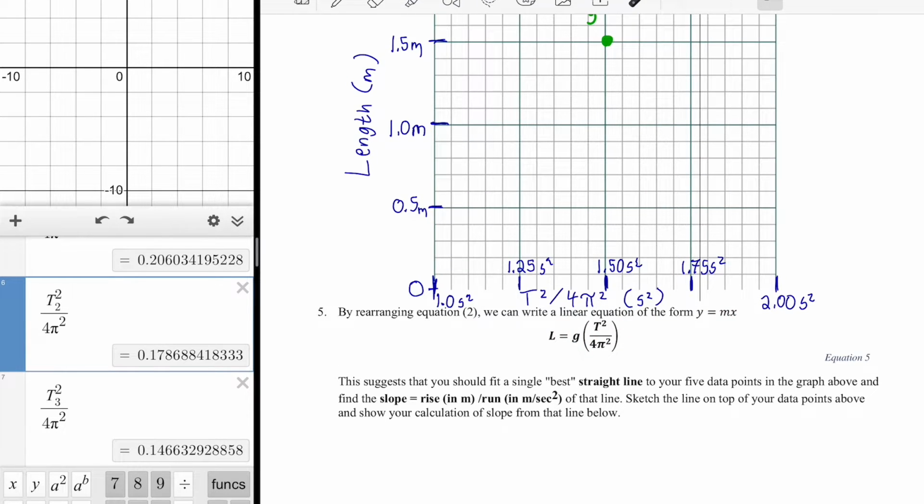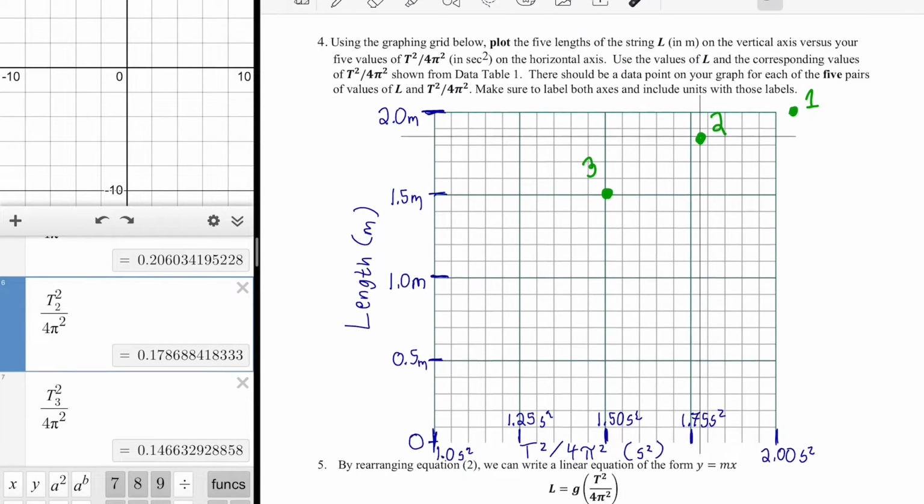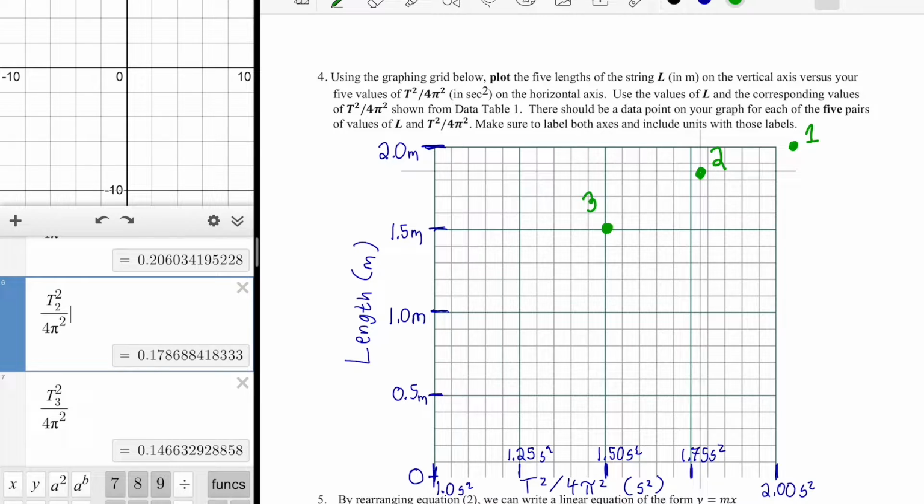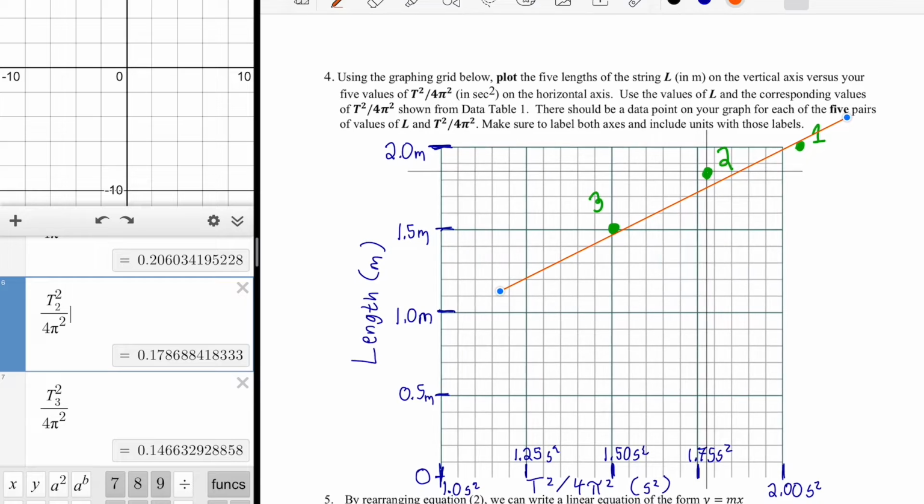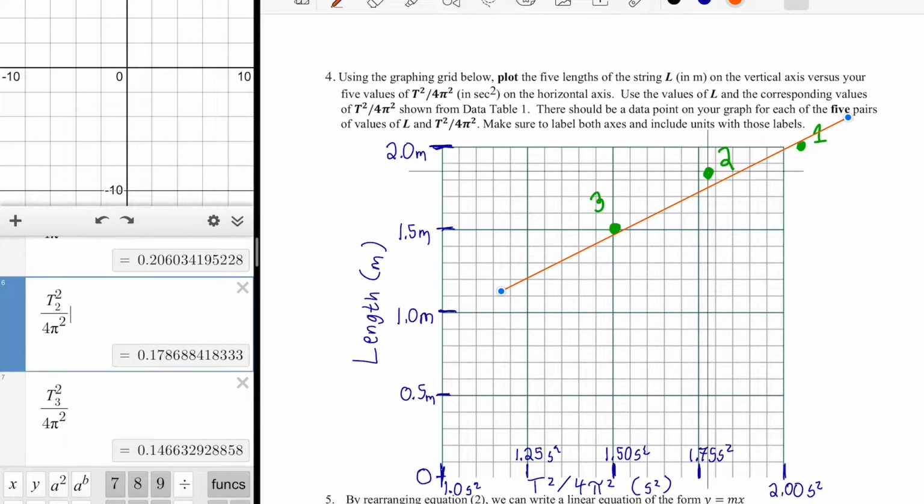Nice, okay? I go on and explain a bit more, and then I say sketch the line on top of your data points above and show your calculation for the slope. So let's go ahead and do that. Let's choose a different color, and I'm just going to sketch a straight line that's supposed to connect all 3 data points. That's why I wanted to do more than 2, because if I had just shown 2, I could always draw a line that exactly went through 2 of them.